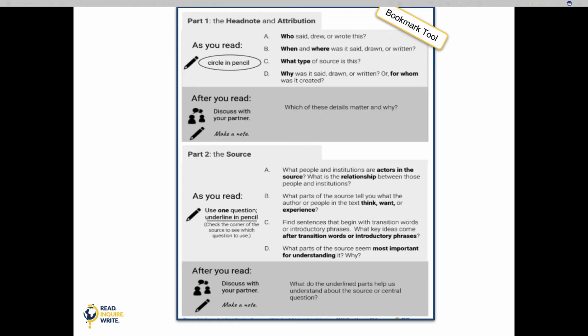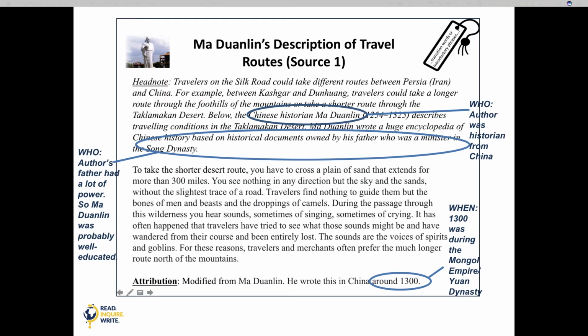To help you read these sources, your teacher will provide you with this bookmark. The bookmark tool will help you understand, analyze, and evaluate sources about the Silk Road. The bookmark prompts you to make annotations, or detailed notes, about the sources. You'll do this as you read and after you read. For example, in this source, you can see that a student has circled important information related to the author and the time period when it was written. The student also made notes about what those circles mean.